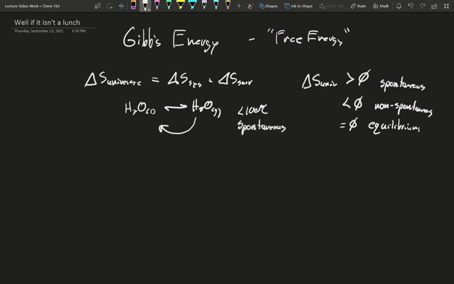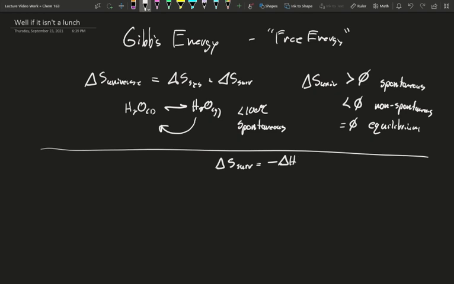However, the ability to know whether something will be spontaneous or not without having to calculate the system and the surroundings would be very useful. A way that we can know whether a spontaneous reaction will occur solely from looking at our reaction would be far more handy. And this is the Gibbs energy. Remember that there's a few relations. The delta S of the surroundings was equal to the negative delta H of the reaction divided by the temp.